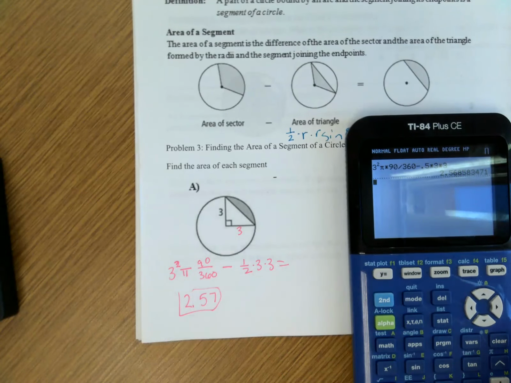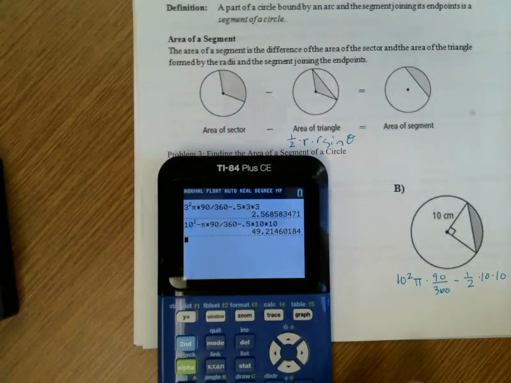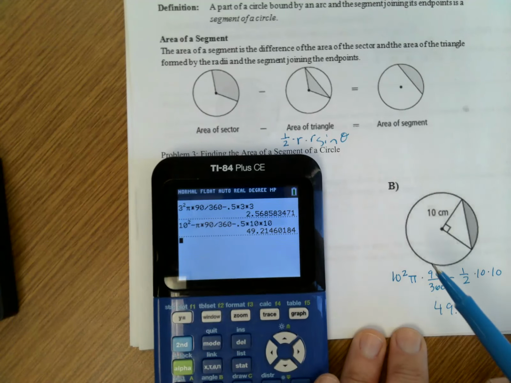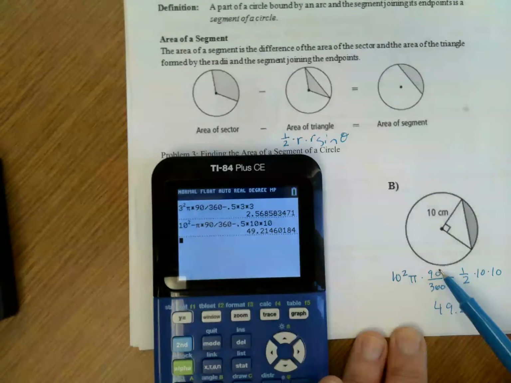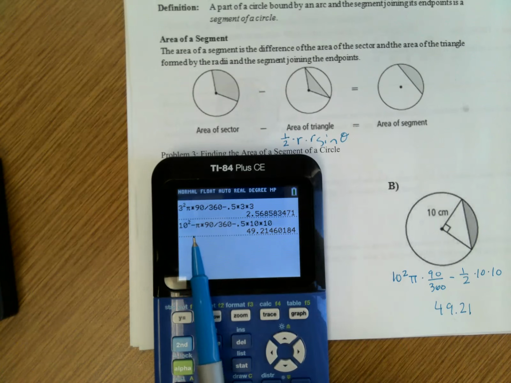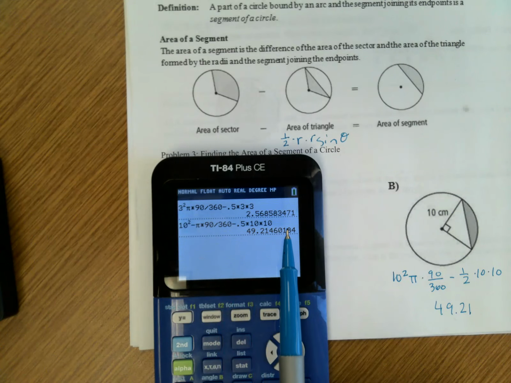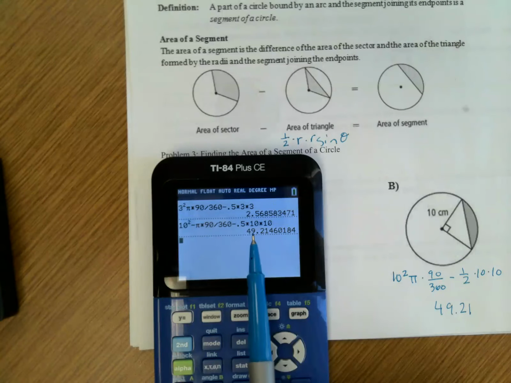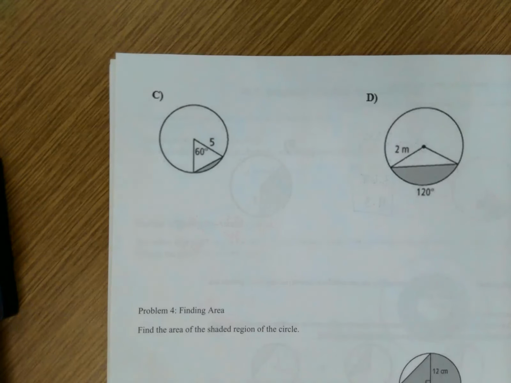I want you to pause the video and try C by yourself. You should have gotten 49.21. So again, here's my radius squared times pi, that section of that whole sector, minus the area of my triangle. Notice how when I plug it into my calculator, I leave it all in one, because this is all multiplying, there's no adding or subtracting here. This is going to take this number and subtract this whole number. So I get 49.21.